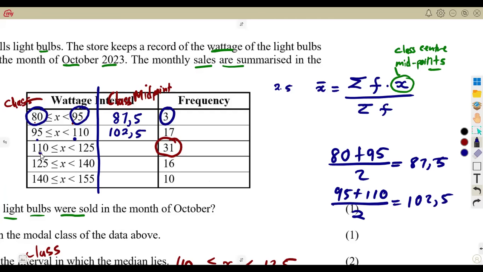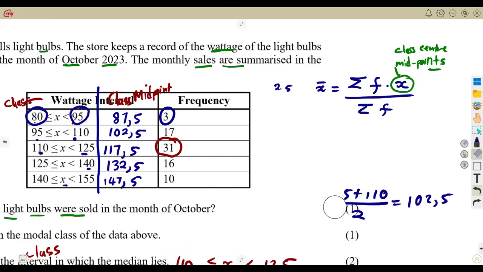You do the same thing, 110 to 125. You add the 2, divide by 2. It was going to give you 117,5. You do the same thing on this other one. It was going to give you 132,5. You do the same thing on the last one. It was going to give you 147,5. So these are the class midpoints, our class centers.